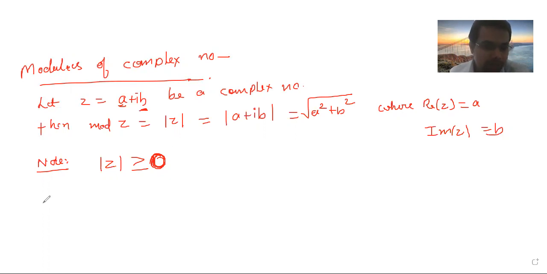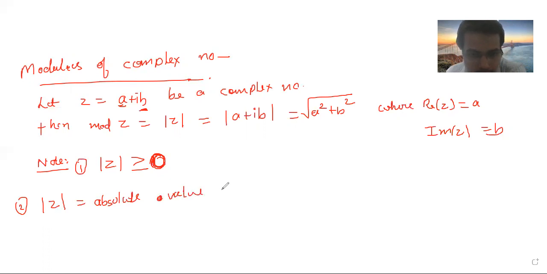In order to write the modulus of z in another way, we can say that mod z is known as the absolute value of z.